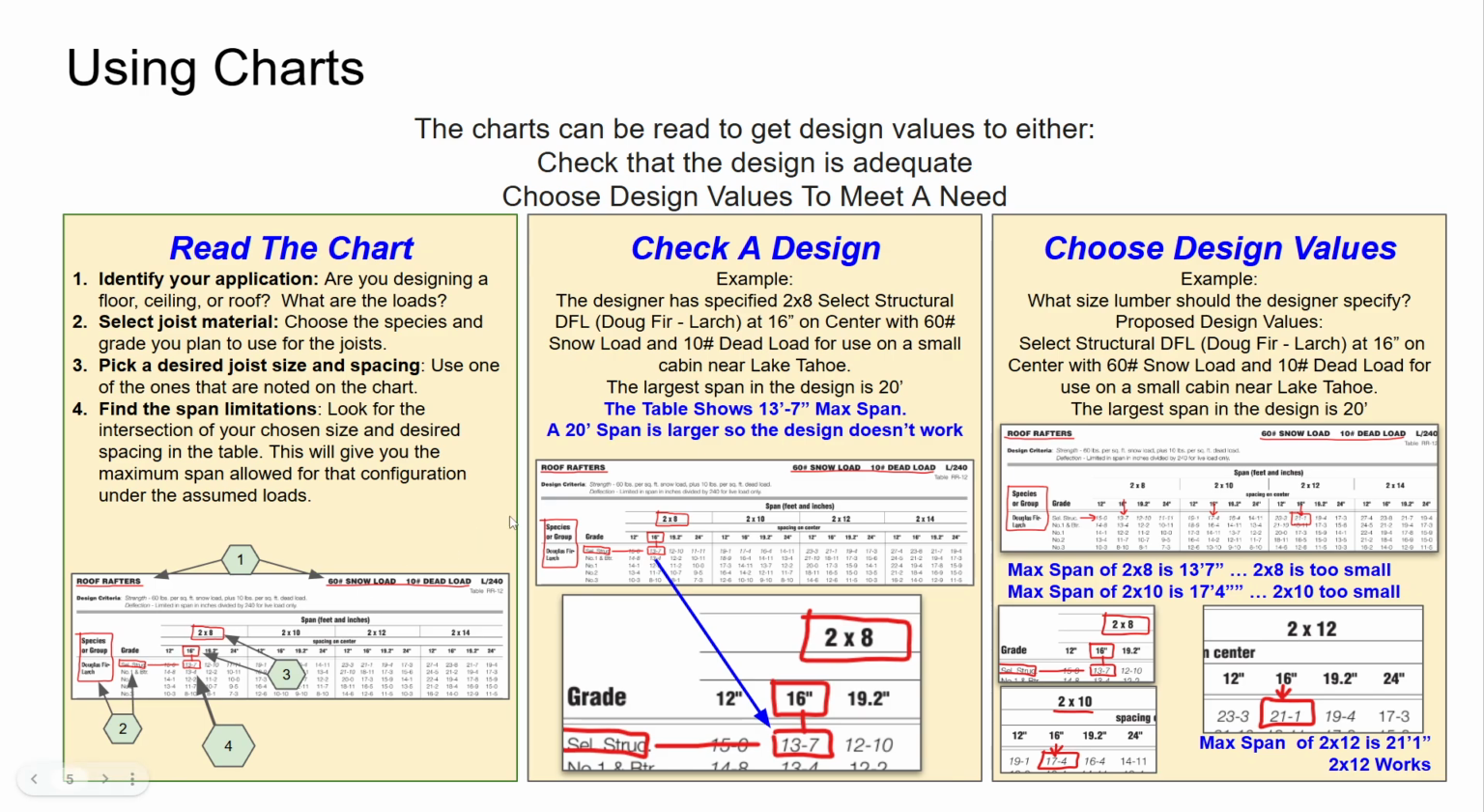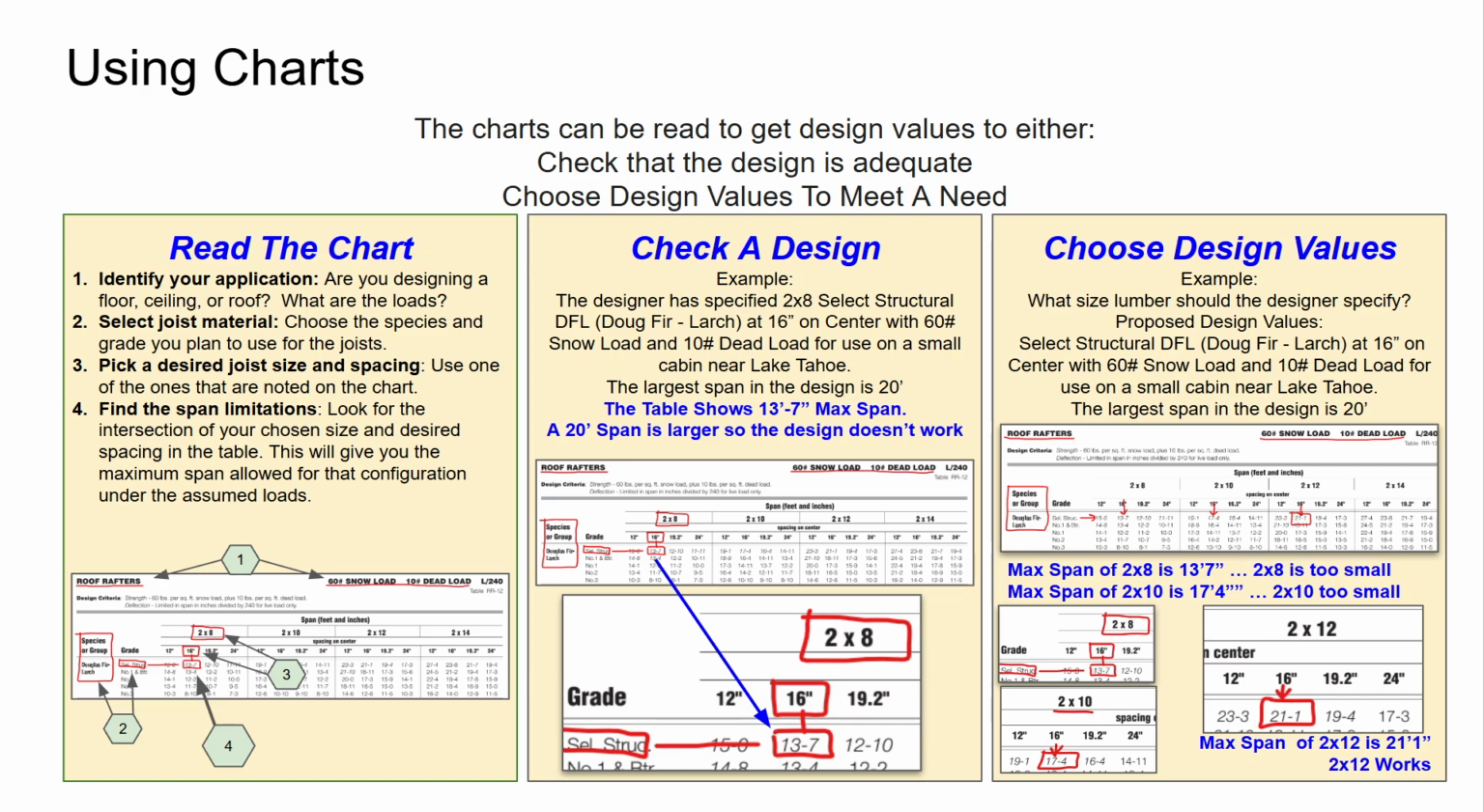If I want to check a design, if a designer has told me they've got 2x8, Doug fir larch, 16 on center, 60-10, and the largest span in the design is 20 feet, we're going to go in and check roof rafters, snow load, dead load, species. I've checked all of this, and I come out that a 2x8, 16 on center, is 13 feet 7 inch maximum. Well, I'm trying to go with something bigger, 20 feet. So this design will not work.